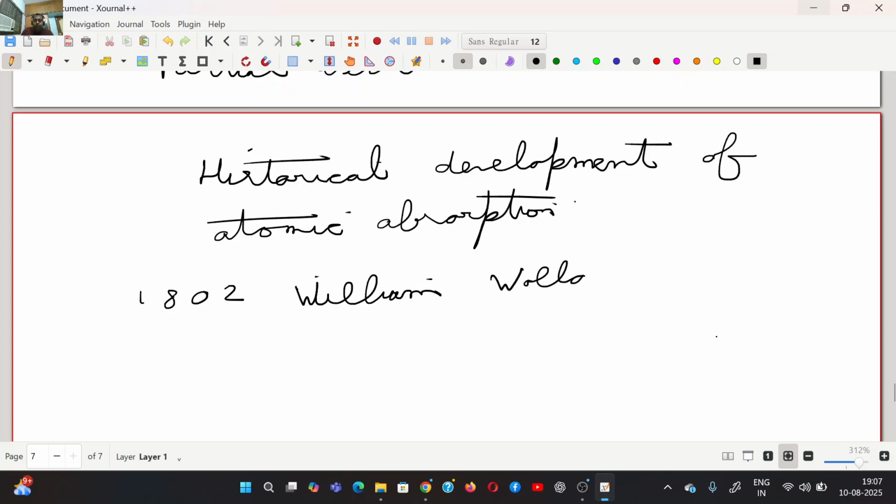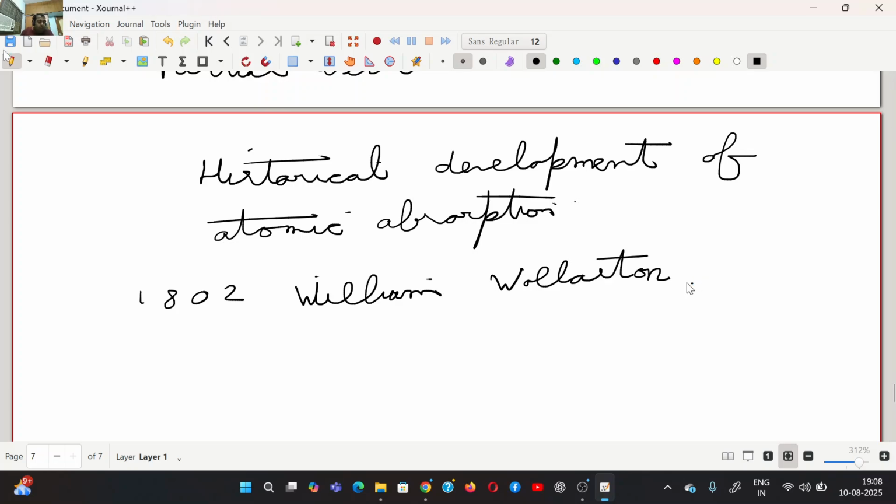So the first person is William Wollaston in 1802. So I will just read what they have done, but I won't make all the notes, because it will be too irrelevant, I feel.